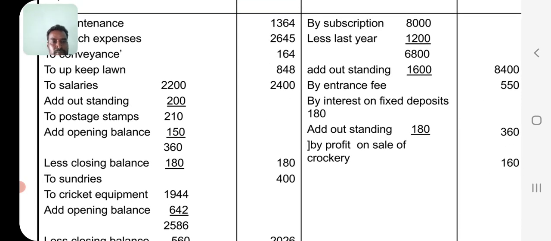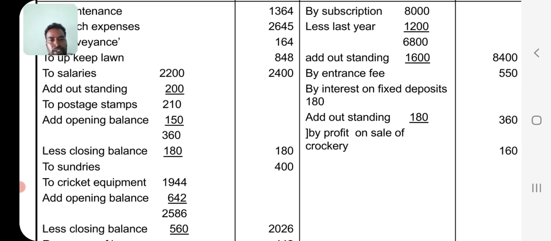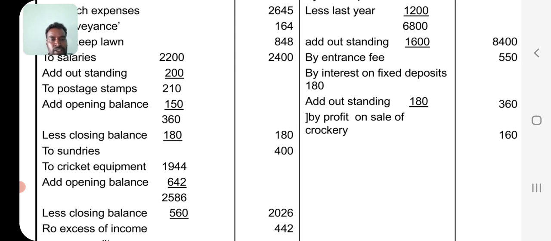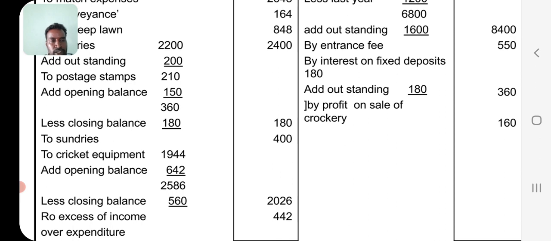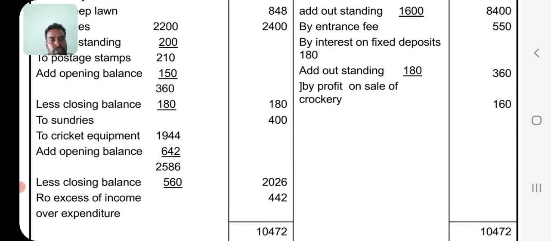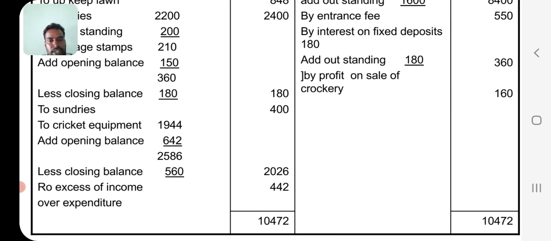To sundries, meaning etc. incomes, it should be posted on the debit side, 400. Cricket equipment 1944, opening is 642, closing 560. The net value is to be shown here, 2026. Excess of income over expenditure 442.